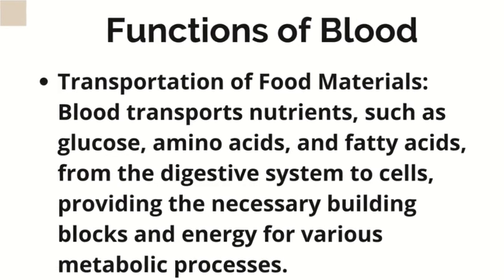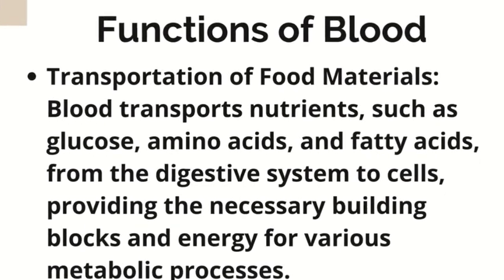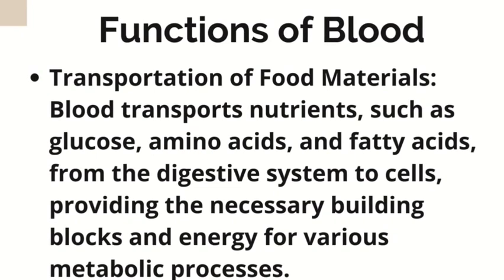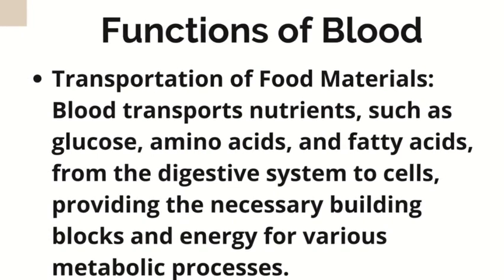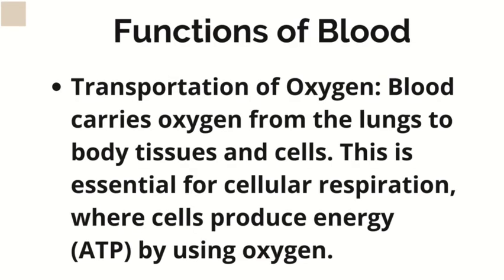The functions of blood. Blood is used for transportation of food materials. It transports nutrients such as glucose, amino acids, and fatty acids. It transports them from the digestive system to cells, and it provides the necessary building blocks.